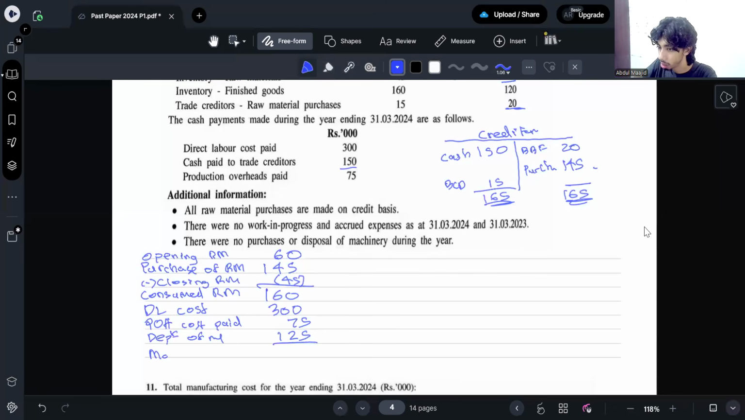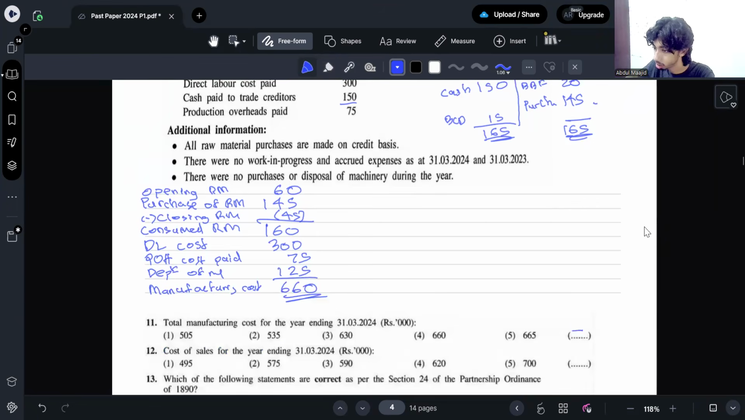Then you can find your manufacturing cost. 160 plus 300 plus 75 plus 125. Manufacturing cost is 660. That is answer number 4.